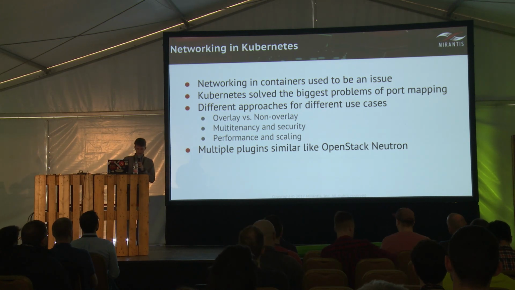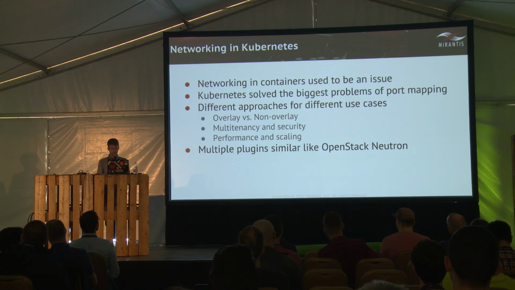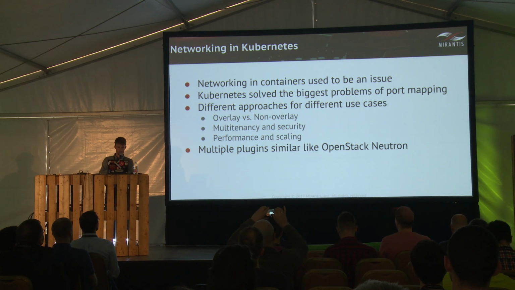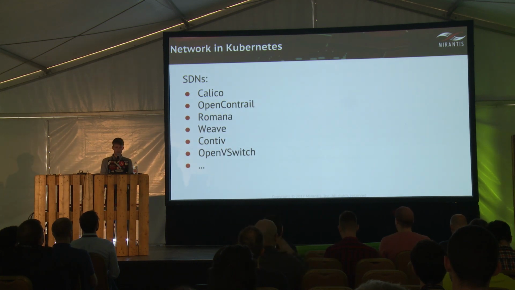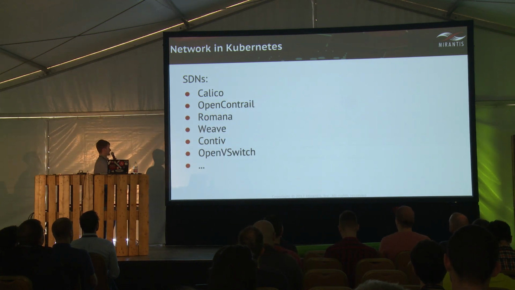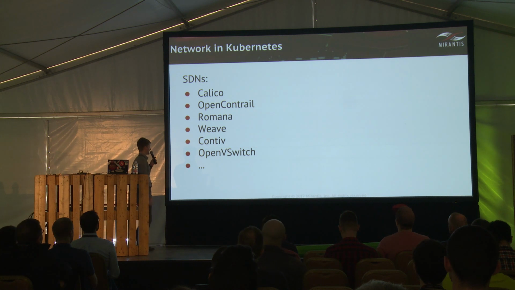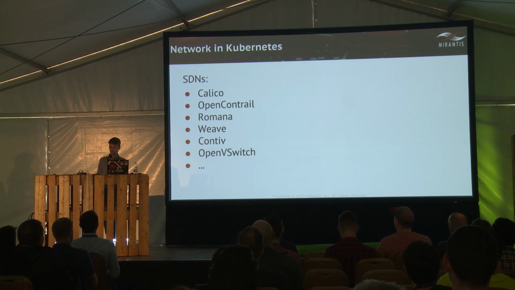We have many different plugins for Kubernetes. It's similar to OpenStack Neutron, which has so many plugins as well. Here is a list of a few of them. You can see Calico here, or OpenContrail. A little bit less known are Romana, Weave, Contiv, and OpenVSwitch, and many others. For example, there can be Flannel as well.